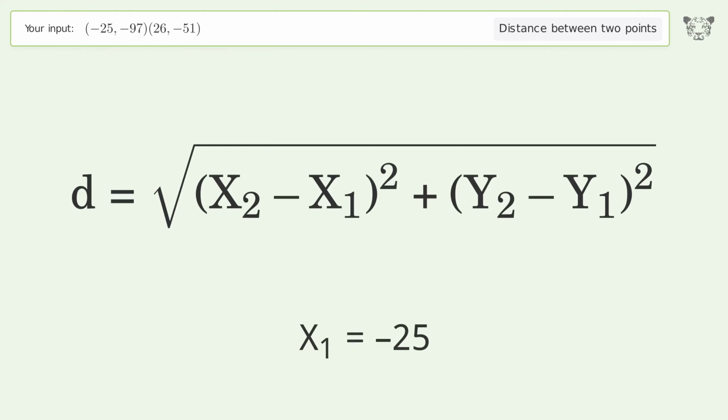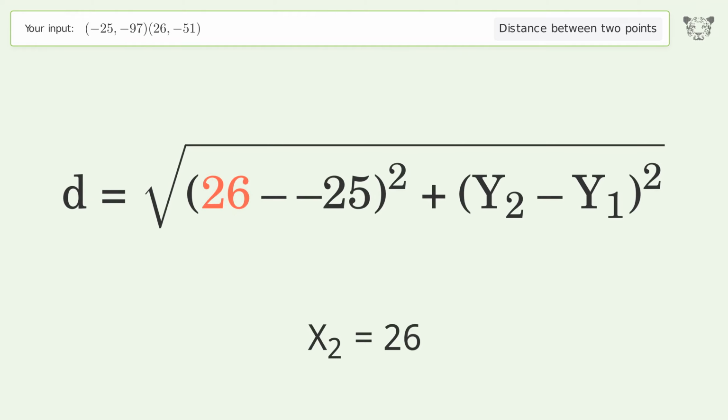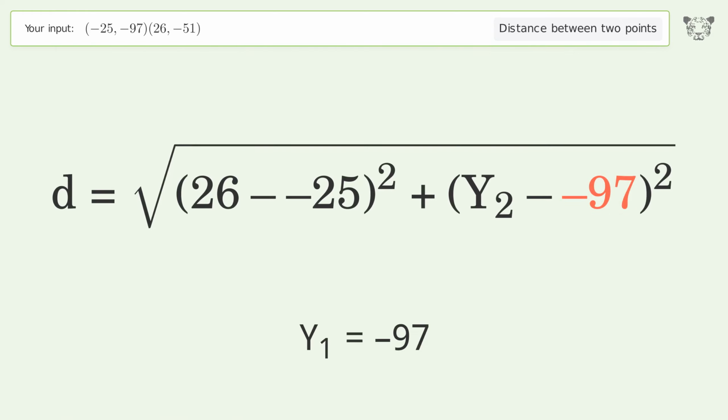x1 equals -25. x2 equals 26. y1 equals -97. y2 equals -51.